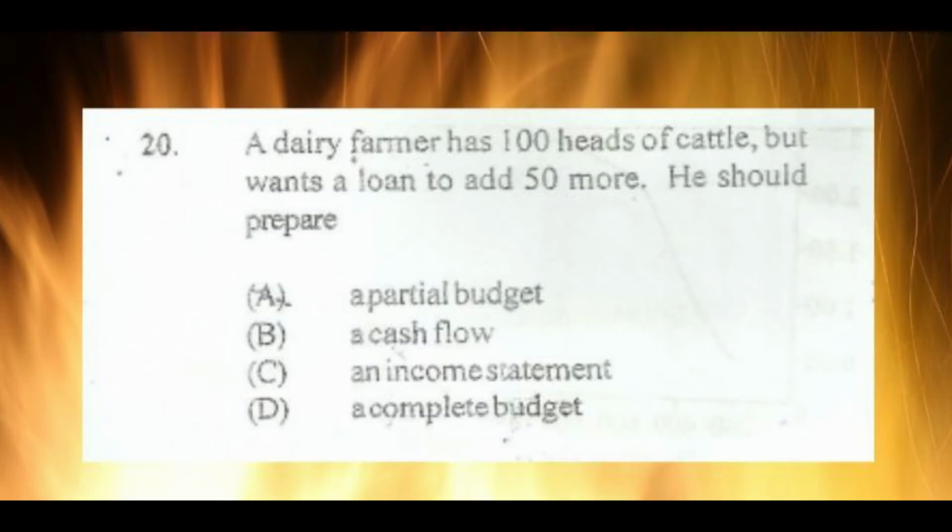Number 20. A dairy farmer has 100 heads of cattle but wants a loan to add 50 more. A should prepare A. a partial budget. B. a cash flow. C. an income statement. D. a complete budget. The answer is A. a partial budget. Now a partial budget is basically a change in one of the items of a complete budget.